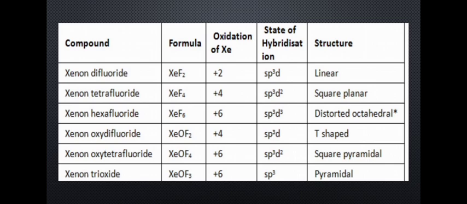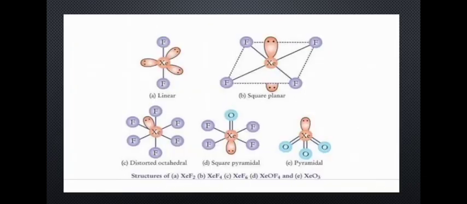Similarly, you will discuss xenon hexafluoride, that is half bracket start 8 plus 6. It will come out to be 7. 7 means sp3d3, and it is called as pentagonal bipyramidal or distorted octahedral. Let us see the structures here. The first structure is of xenon difluoride, in which the hybridization is sp3d. Lone pairs always occupy the equatorial position.